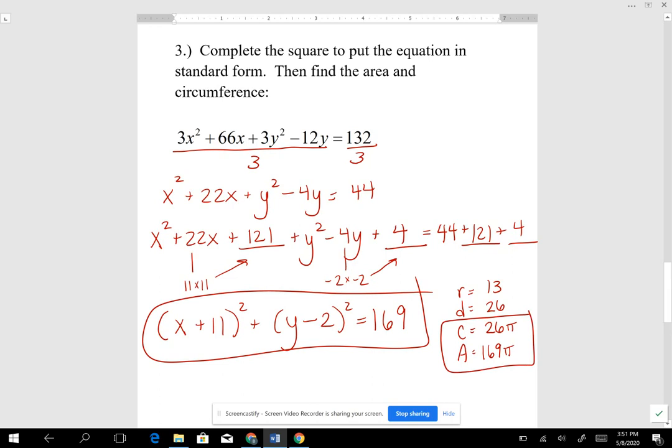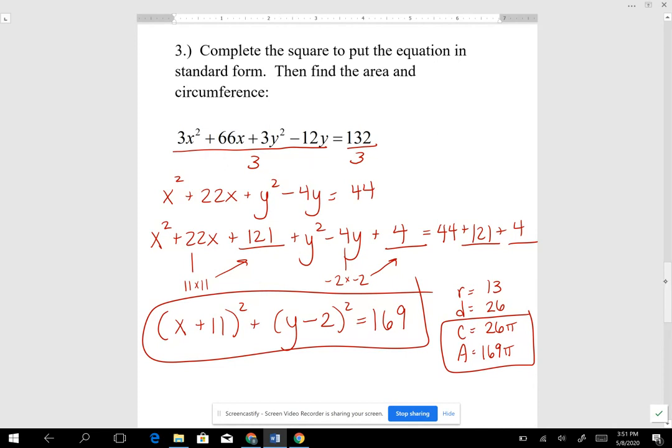So I can ask you all sorts of questions. I can ask you for the equation. I can ask you for the center. I can ask you for the radius, diameter, circumference, area. There's even more questions that I could ask you about lines related to the circle, but we only have so much time, so we're not even going to get into that.